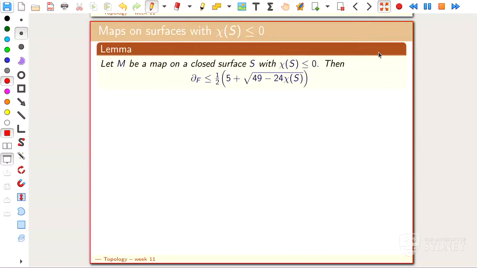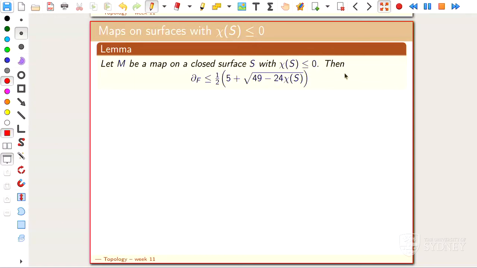And well, you can derive from it this inequality, which is somehow a bit better. It looks extremely strange, but this is what comes out. I'll show you in a second where that comes from, this funny expression. So the average face degree is smaller than 1 over 2 times 5 plus the square root of 49 minus 24 times the Euler characteristic.